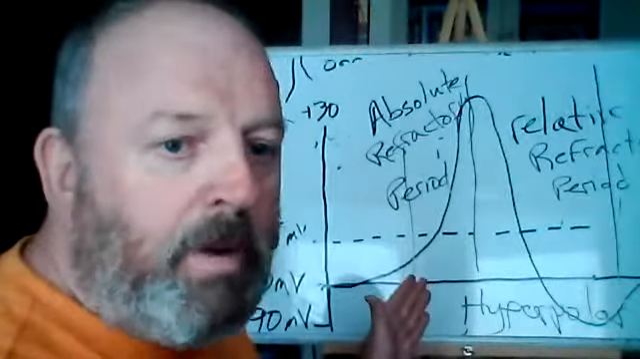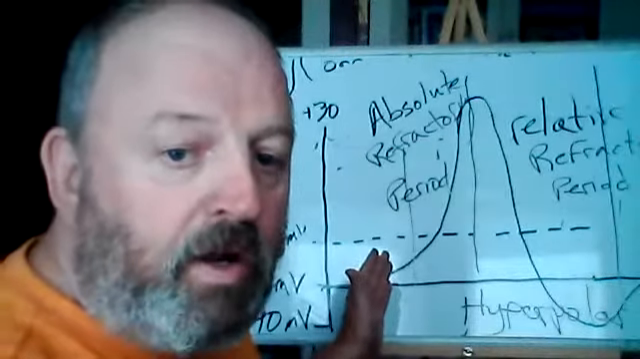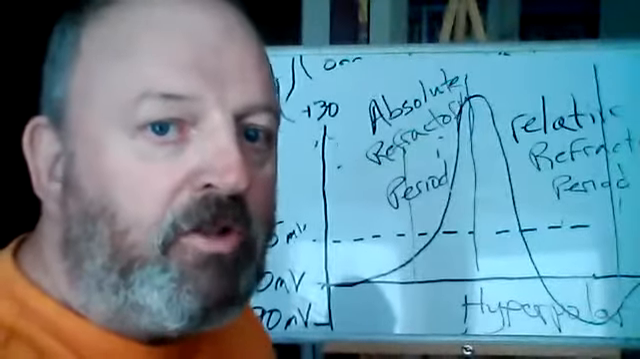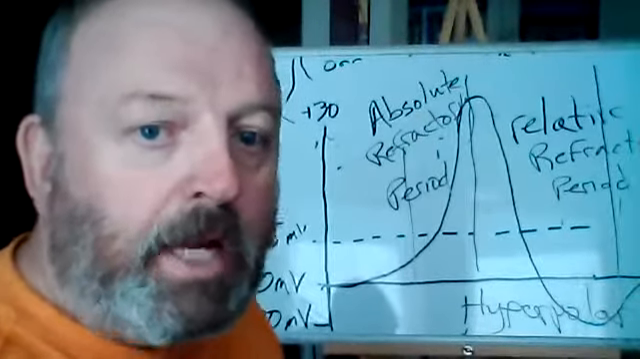Now, I could talk about how to speed up a nerve impulse, but I'll leave that for another day. That, my friends, is an action potential.